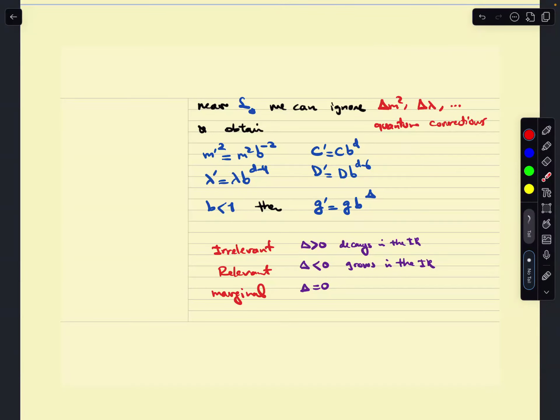Do the non-trivial fixed points still have an interpretation of being at a critical point or near a phase transition? Yeah, these are non-trivial, exactly. So that's the point.